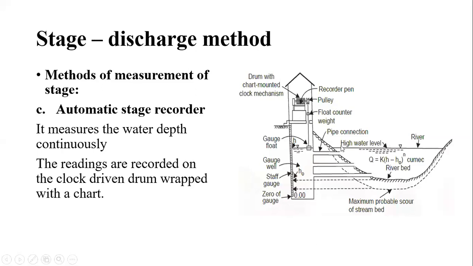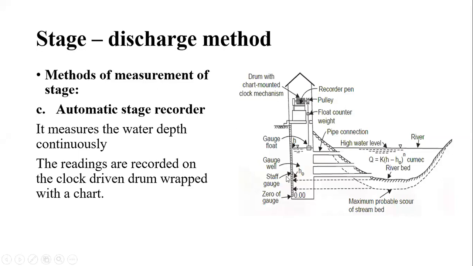This is the water elevation shown over here. The same elevation is shown here on this water level indicator. So continuously we will be able to record the readings. This is about the automatic stage recorder. It measures the water depth continuously and the readings are recorded on the clock driven drum wrapped with a chart. That chart gives us the reading. This is a clock driven mechanism, so after 24 hours or 1 week we will be required to provide energy to it, that is a key, or it may be a cell mechanism.